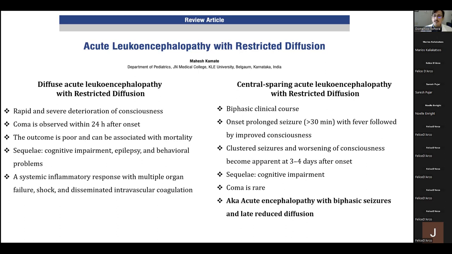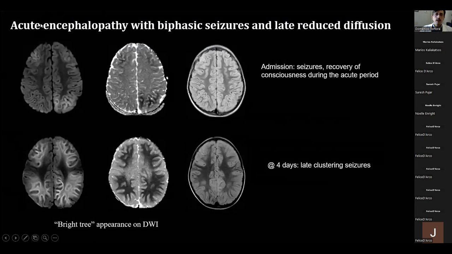This is a case that we studied several years ago in our hospital with the central sparing acute encephalopathy. You can see in the first row the MR images acquired at admission of the patient at the emergency room. The patient presented with seizures, but with a quick recovery of consciousness during this acute period. You can see on MR images, these are diffusion images and FLAIR images, this restriction of diffusion in the subcortical white matter in many regions of the brain.